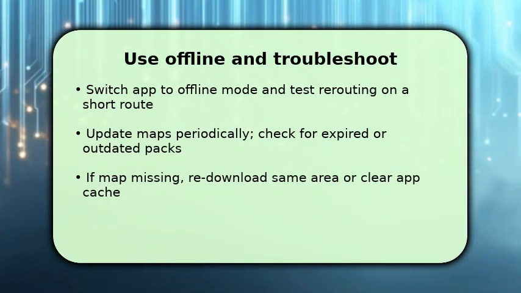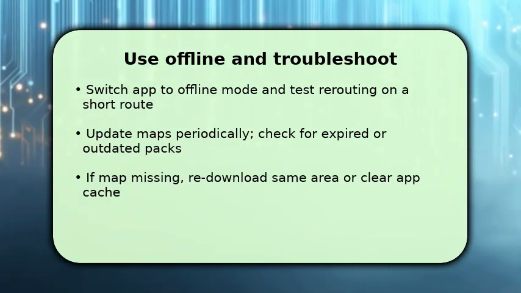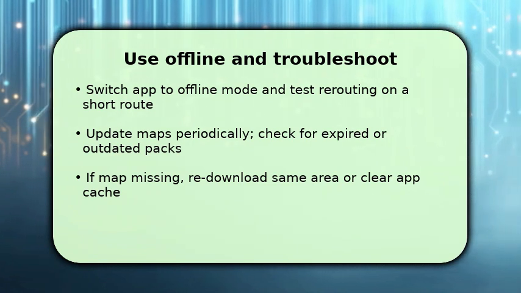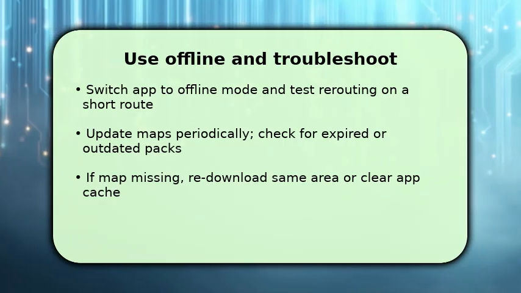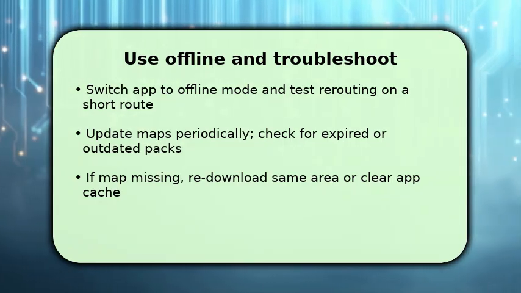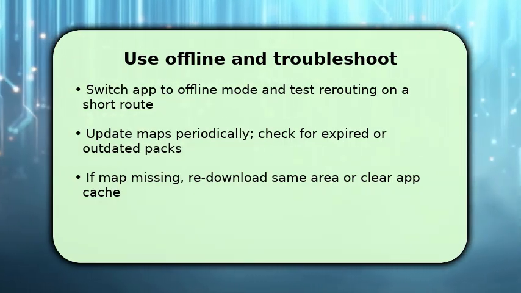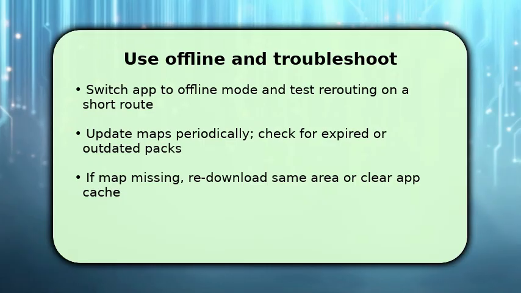Switch the app to offline mode and run a short test route so you know how routing behaves. If turn-by-turn voice or traffic is missing, understand those features often need connectivity. Make sure to update offline packs before long trips because data expires or road changes occur.